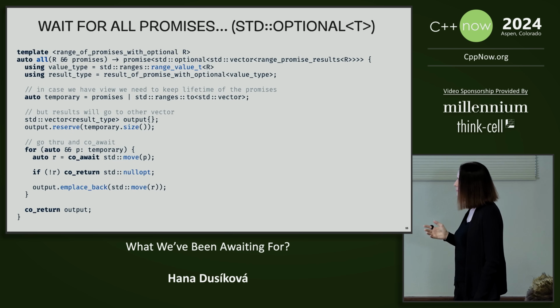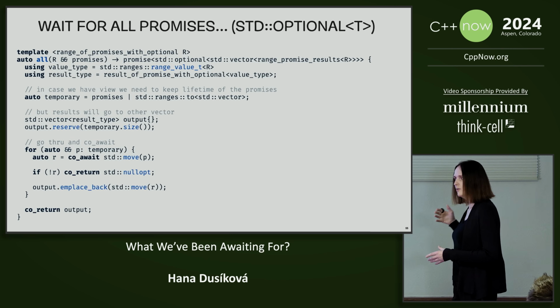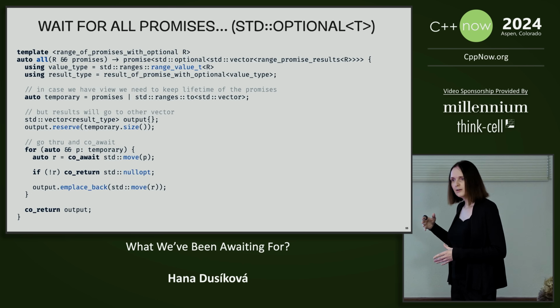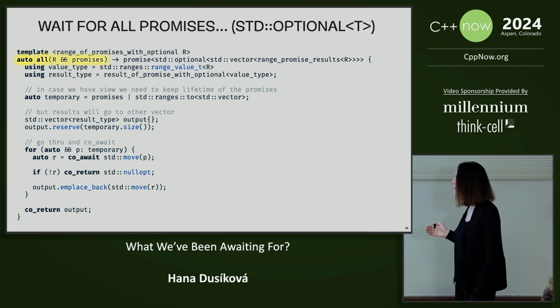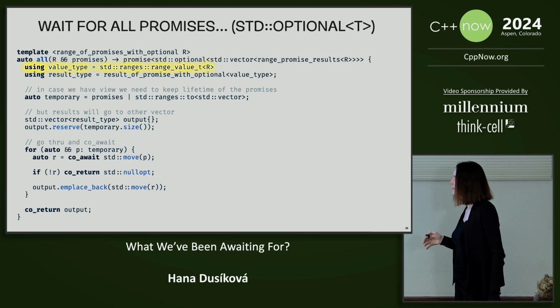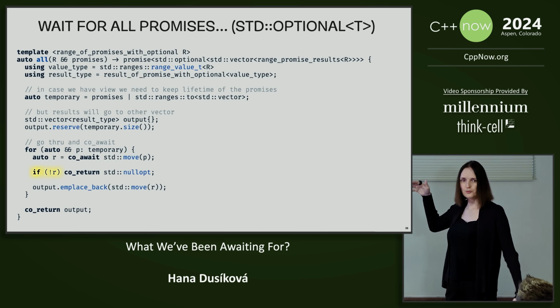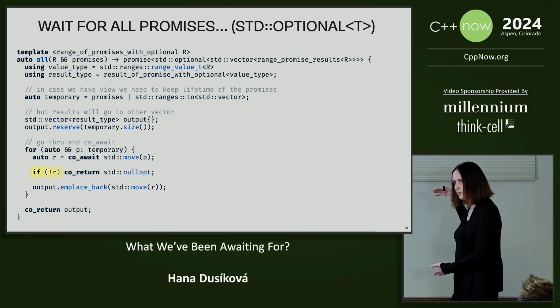Okay, then I can also have a range of promises which return optional, and some of the optionals may not be fulfilled or may be failing. So I will take a range of promises which return optional and return a promise which returns an optional vector of the results. Look at the types, materialize it again, prepare the result vector, and iterate over the temporary vector. Look at the promise, check if it's fulfilled. If it's not, I will return a null optional, and all the promises will get destroyed, so they will get cancelled.